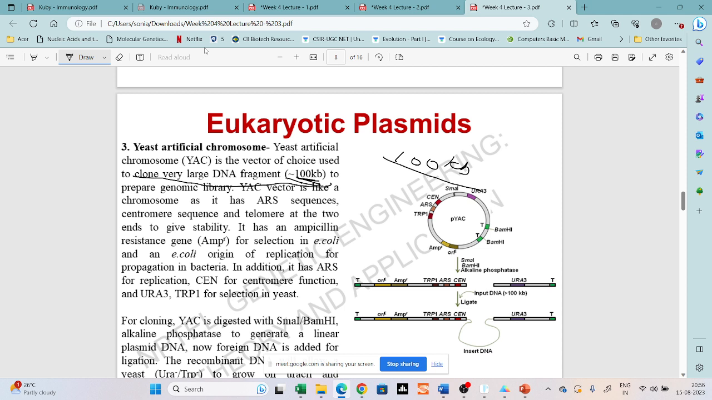In last week's class, there was a table showing the carrying capacity of different vectors. The yeast artificial chromosome has the most carrying capacity and plasmids had the least. That means yeast artificial chromosomes can clone very large DNA fragments, whereas plasmids can clone very small DNA fragments. This is a very important property of yeast artificial chromosomes.